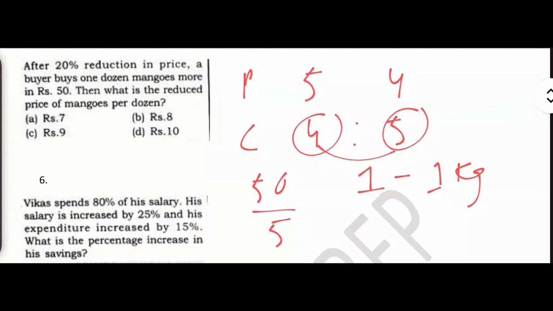50 upon 5, because 5 is the reduced price. Okay, so ₹10. Option D. This is a simple problem.